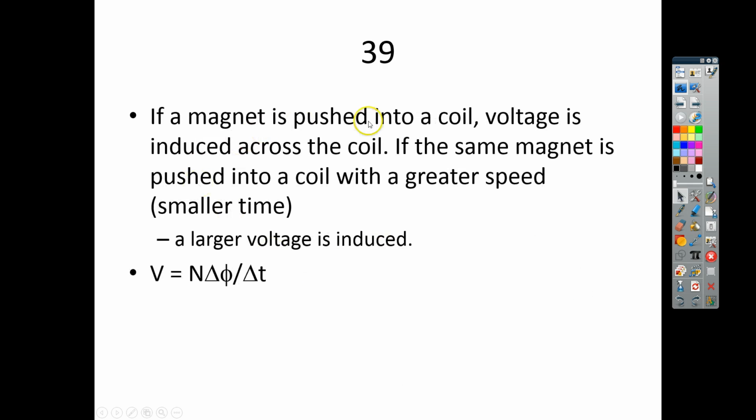Number 39, if a magnet is pushed into a coil, voltage is induced across the coil. So you saw that in the little demonstration we had in the FET demonstration. If the same magnet is pushed into a coil with a greater speed, so we're doing smaller time, the faster you go, the shorter amount of time it takes. If I decrease this, I now increase the voltage. So that's why your answer is a larger voltage. If I make the time smaller, when you divide 1 by 1, you get 1. But if I take 1 and divide it by a half, I actually multiply it times 2. Same type of thing, and that makes your V even bigger.